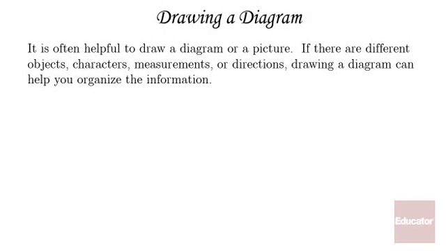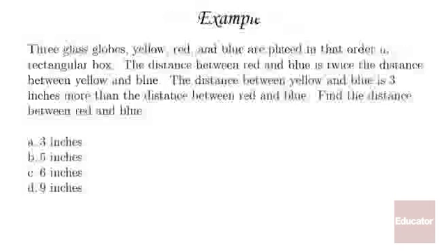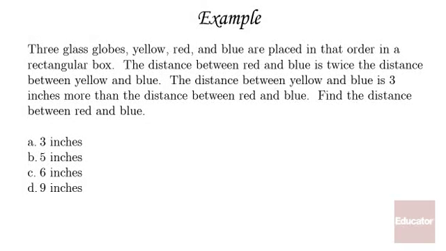This test-taking strategy is about drawing a diagram. It is often helpful to draw a diagram or a picture. If there are different objects, characters, measurements, or directions, drawing a diagram can really help you organize the information. As you'll see from these next examples, the word problems are quite long and offer us several sets of different information. So it's very helpful to draw the diagram to help us clarify the information and see how to set up our equations. Let's start with this first example.